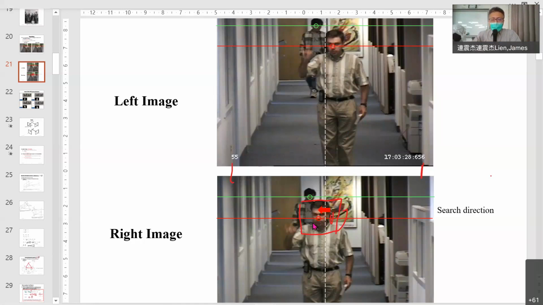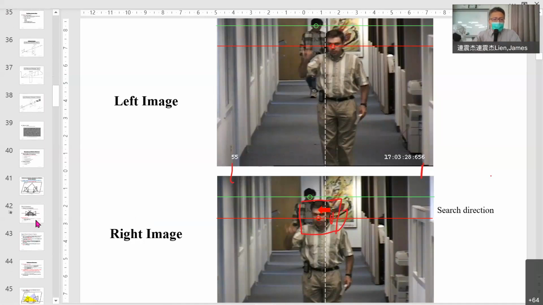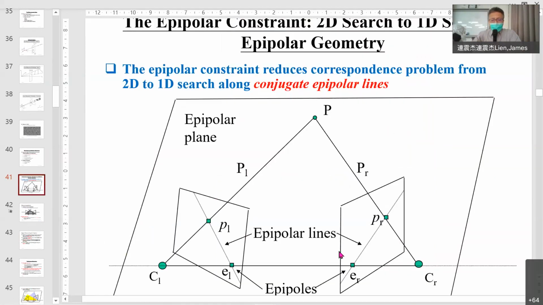So the other question is how can we find a corresponding pixel? A better way is to reduce the 2D search to a 1D search. So we use the epipolar line to use this information. Each epipolar line on the left side image has a corresponding line on the right side image. And OpenCV provides you that kind of information.